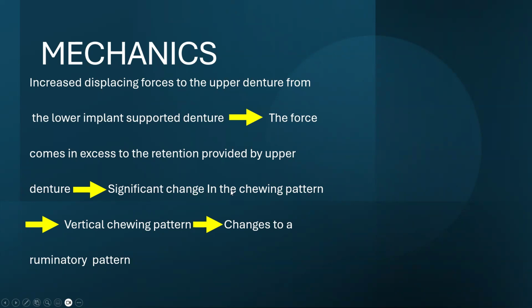There are significant changes in the chewing pattern. The patient will have just a vertical chewing pattern instead of a proper one, which we call the ruminatory pattern of chewing. Just like cattle, they chew the same food repeatedly again and again. The same thing is going to happen with our patient.